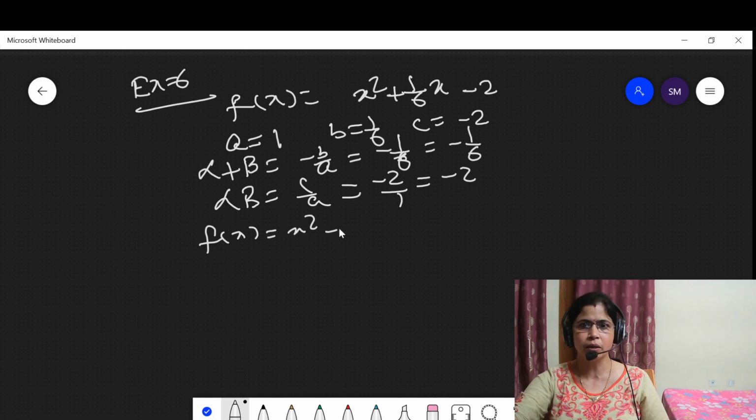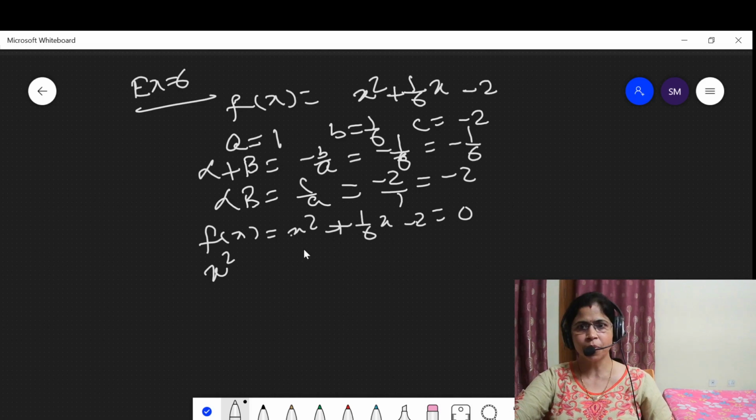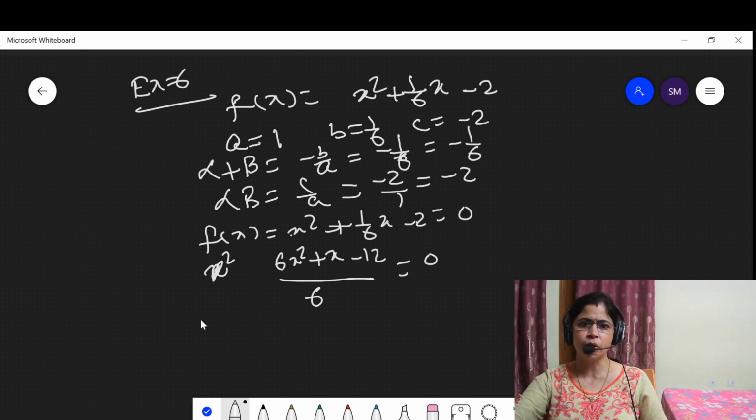f(x) is equal to x square plus 1 upon 6 x minus 2 is equal to 0. Now here also use the middle term factorization. Minus 2 into 1 is minus 2. Now split the middle term in such a way that when we add we get 1 upon 6 and when we multiply we get minus 2. Now take 6 as the LCM. This is 6x square plus x minus 12 is equal to 0. This is the question: 6x square plus x minus 12 is equal to 0.